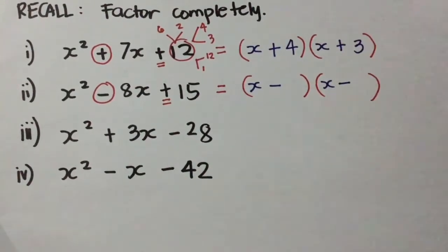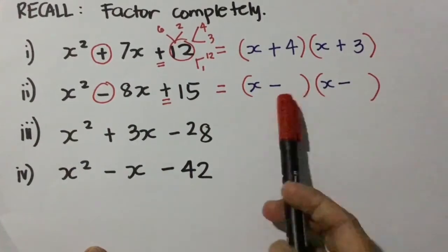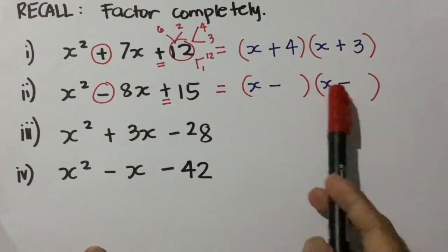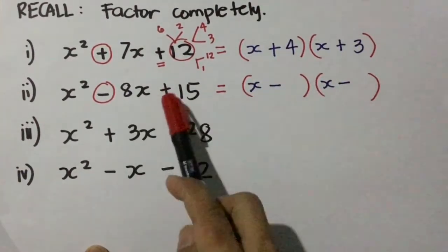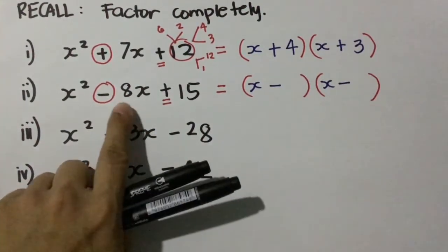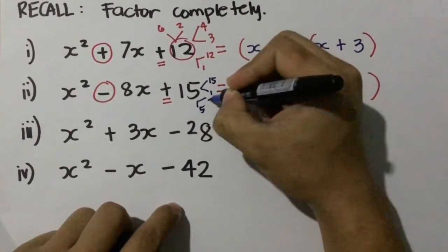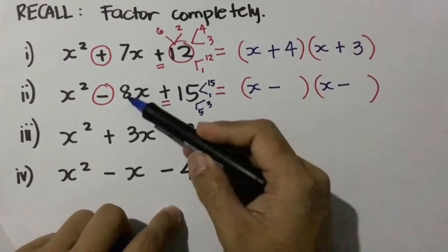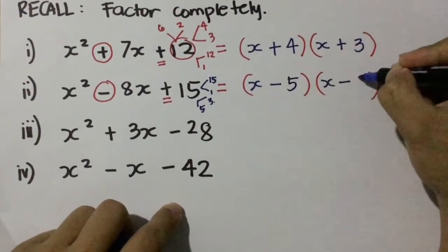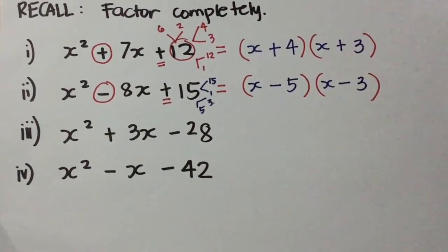Now let's have number 2. Since we already know the sign, we only have to think about the numbers that we have to fill in here. I told you that the last term will tell you if they're the same sign or not. Since this is positive, they have the same sign. Now, think of factors of 15 that will give you 8 when you add them. The factors of 15 are 15 and 1, 5 and 3, which means that 15 plus 1 will not give you 8, but 5 and 3 will give you 8. So therefore, the factors are 5 and 3. If you're not sure about your factors, you can always use the FOIL method for checking.